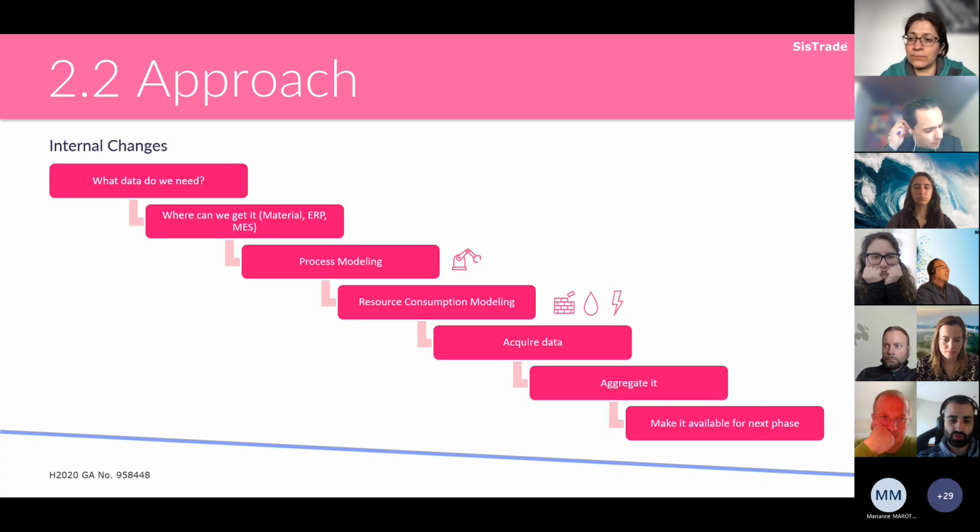So for internal changes, we need to know what data we need to gather and where we can get it from: the material, ERP, from MES systems. We also need to know what data we can get from process modeling, resource consumption modeling, and how to acquire that data and where we can aggregate it to make it available for the next phase.